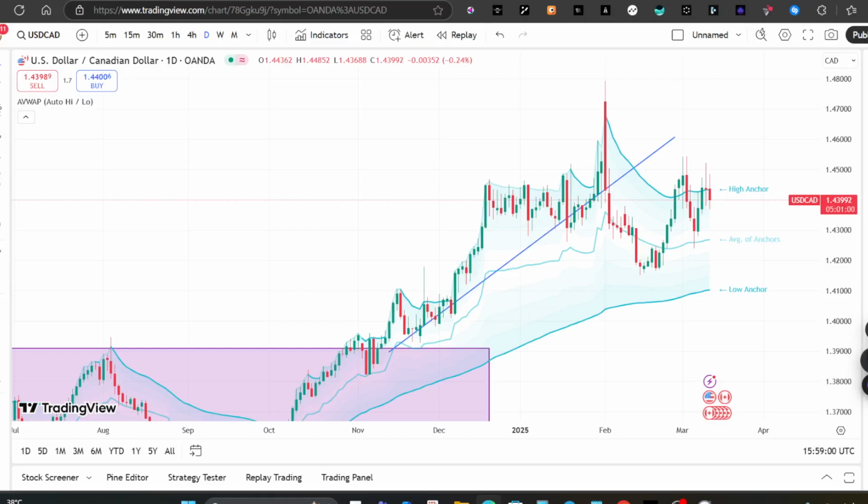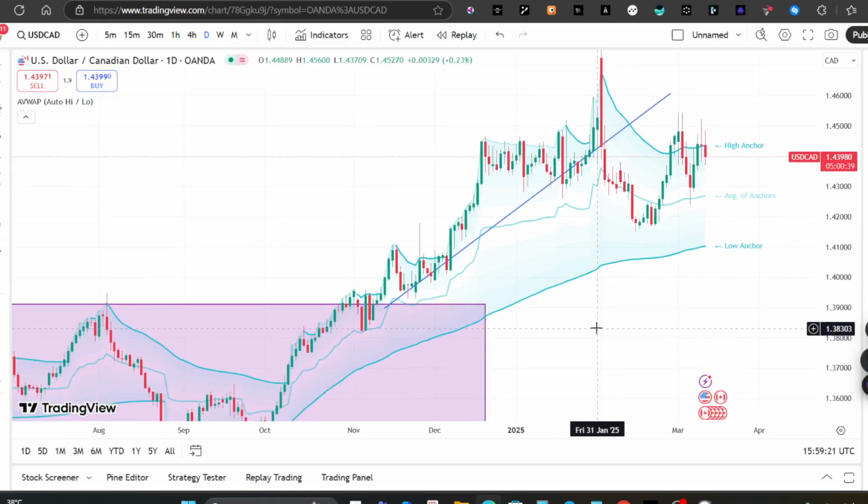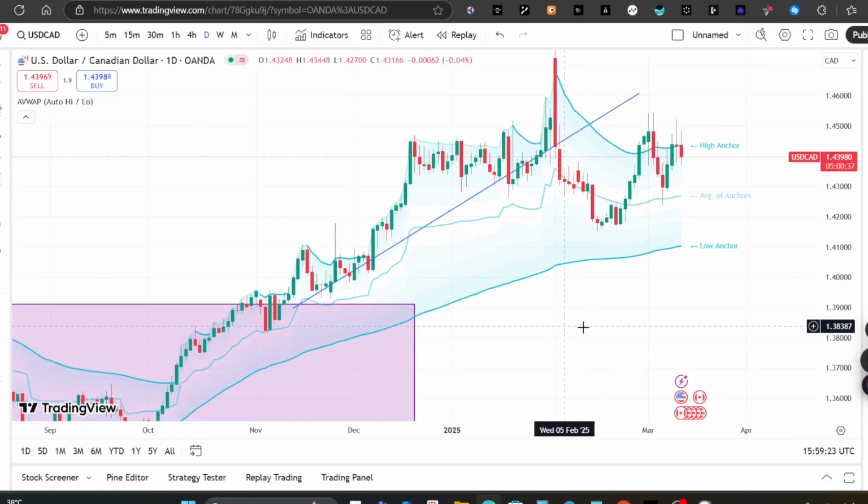Now, before you start trading, here are a few pro tips to make sure you use the anchored VWAP effectively. Do not anchor to random points. Always select significant swing highs, lows, or key breakout points. That's if you're doing the anchoring manually. Also use multiple time frames. Check how price reacts to anchored VWAP on the 1 hour, the 4 hour, and the daily charts to confirm the trend. Also, avoid trading in choppy markets.